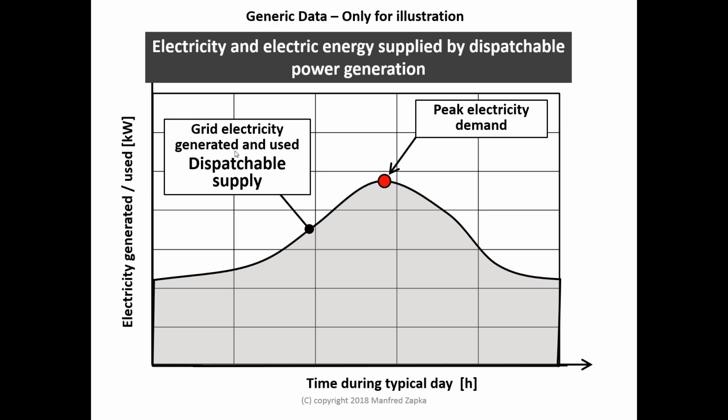This graph illustrates a simplified daily distribution of conventional grid power supply. The grid supply is dispatchable power where the power supplied matches the power demand. Remember, we cannot store electricity and electricity must be immediately consumed when it is generated.